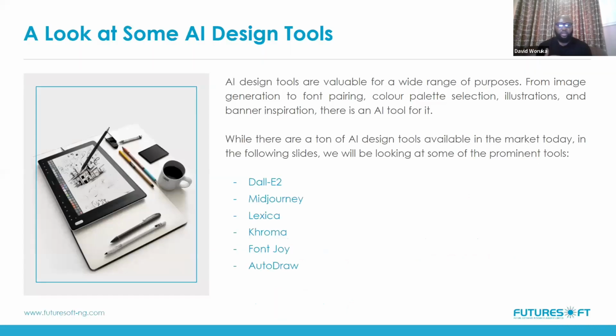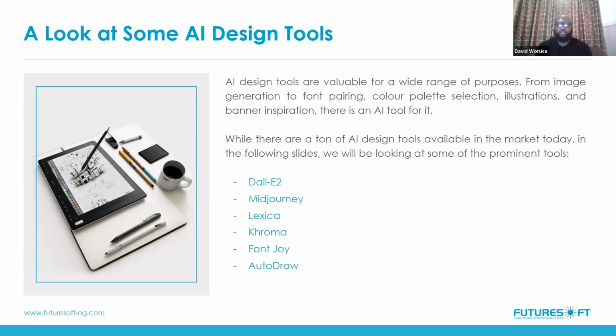So there are several tools you can use for AI design. There are a ton of them. If you search the web, there are multiple. There are just so many, and new ones keep coming every day, but I've highlighted just 6 of them here: DALL-E 2, Midjourney, and Lexica. So for image generation, DALL-E 2, Midjourney, and Lexica are very popular. And then I have Chroma, FontJoy, and AutoDraw. Chroma is for colors, FontJoy, like I said, is for fonts, and AutoDraw is for icon illustrations.